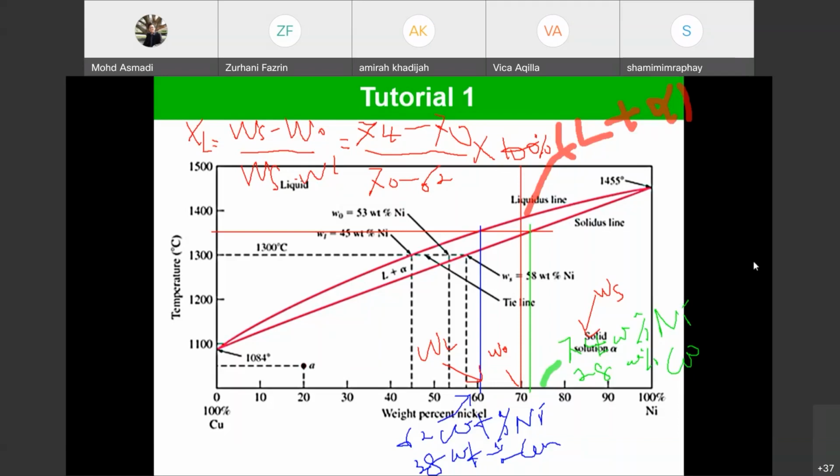So the answer is 33.3%. And the rest, 100 minus 33.3, is equal to 66.67%. Or you use the equation of WS: W naught minus WL divided by WS minus WL. So you know how to calculate. How about 1500 degrees C? This one is done.